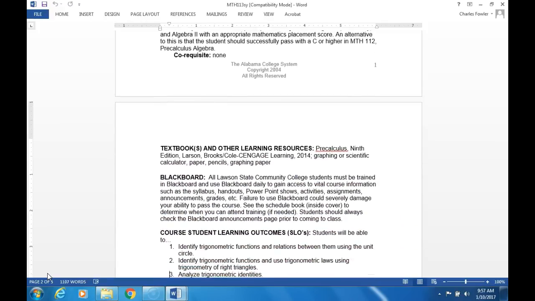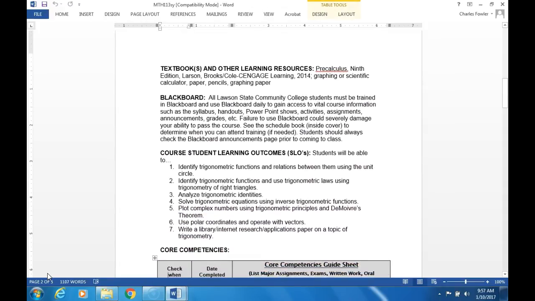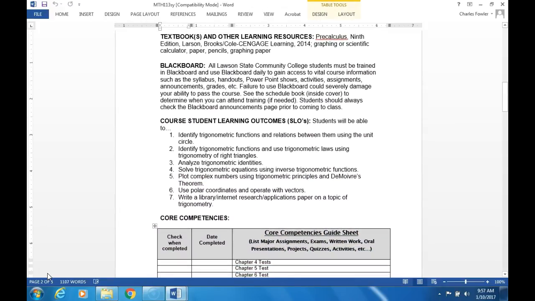Okay. Textbooks. Get to the top of the page here. All right. Here is a text. It's Precalculus, 9th edition. The author is Ron Larson. Brooks Cole Cengage is the publisher. Copyright 2014, which unfortunately means they'll probably change editions in the next year or two. Not that much has changed about trigonometry in the last few years.